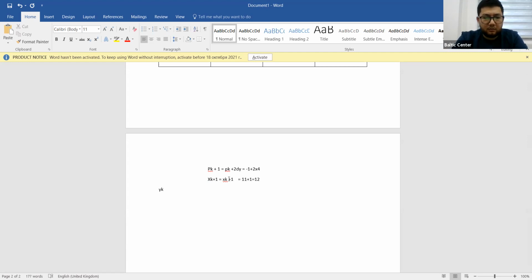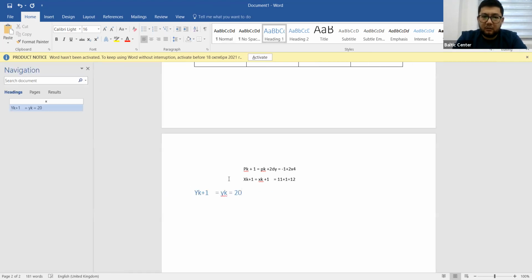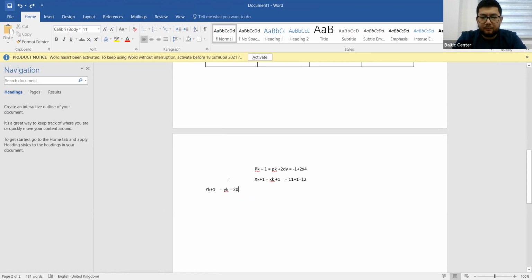Okay, so our yk plus 1 equals yk, which is 20 liter. So we are not calculating y because our pk is -1. We are not going to calculate our y-axis, the yk itself, because our y-axis are not getting any points, because our pk is actually lower than 0. So this is why we are not calculating the yk. This is how you're going to calculate it.